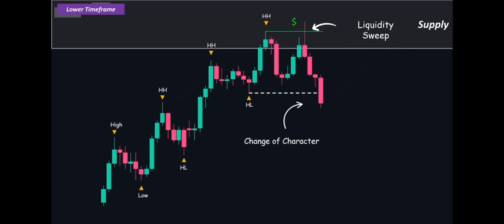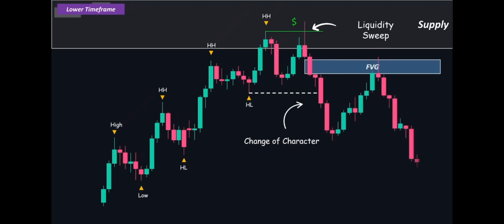But keep in mind that all of this price action happens at a higher time frame supply level. So we are not just trading blindly in the lower time frame. After that, we can wait for a pullback to a new supply level or a fair value gap to set our short trade.